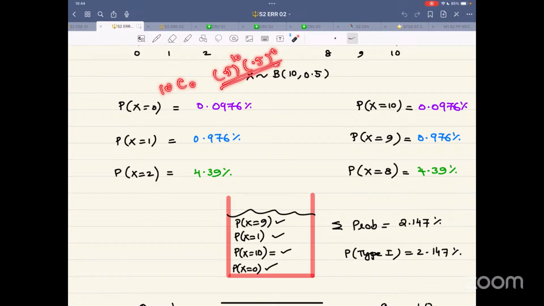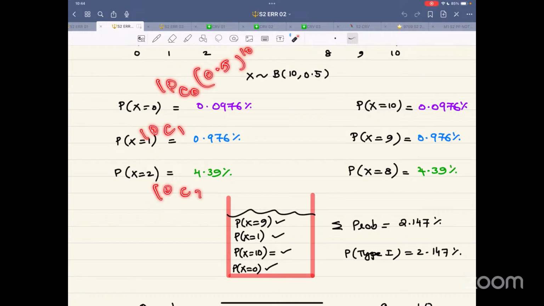Now, when we are dealing with a probability of 50%, the beautiful thing is this will always add up to 0.5 raised to the power of 10. And this is basically 10C0. This is 10C1. This is 10C2. And 10C0 is the same thing as 10C10. 10C1 is the same thing as 10C9. 10C2 is the same thing as 10C8. That is why, look at all these numbers, they are coming out to be exactly the same.